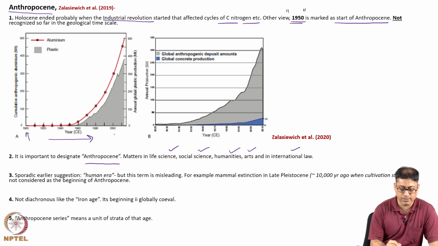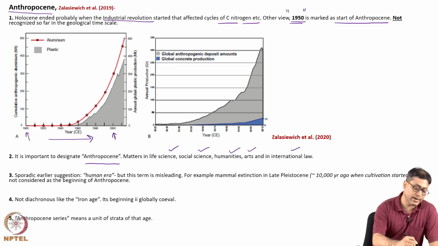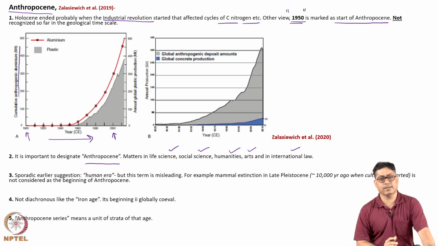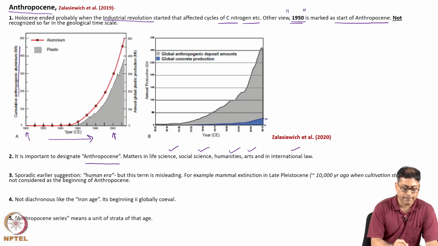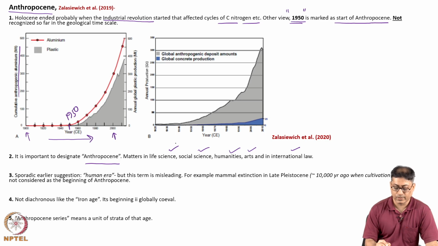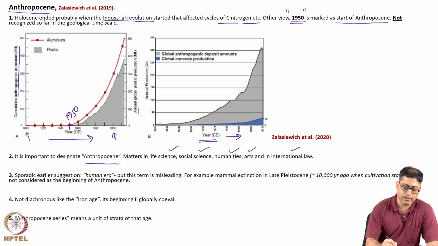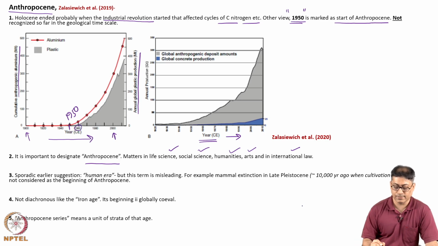Let us look at a graph where year is plotted in this direction. This is 1900, this is 2000, and here the cumulative anthropogenic aluminium is plotted. Aluminium is there in the earth's crust, but in a concentrated form it is not there. Now, we find till 1950 aluminium use was there, but over 1950 there is a drastic increase. Now, also look at the annual global plastic production. We can see, not exactly 1950, but maybe 1960, the plastic production increase.